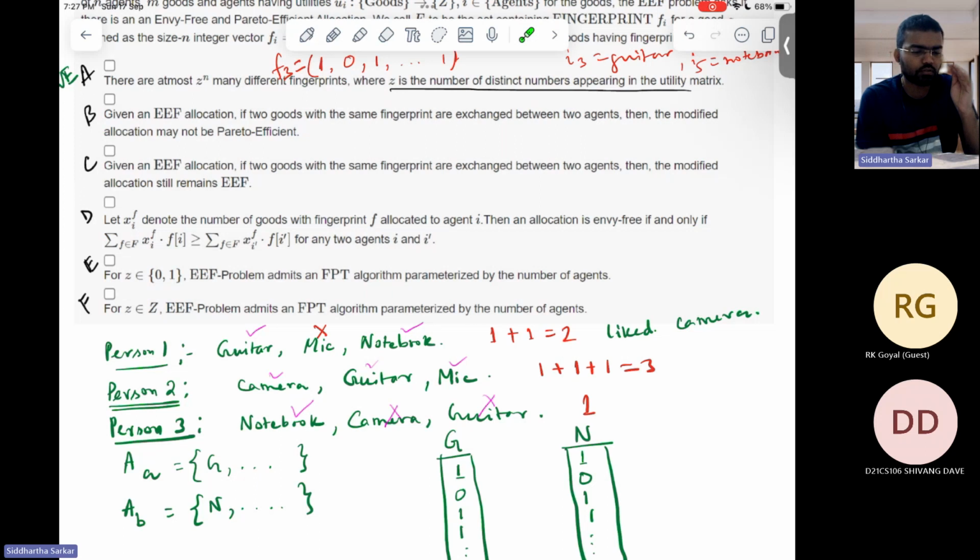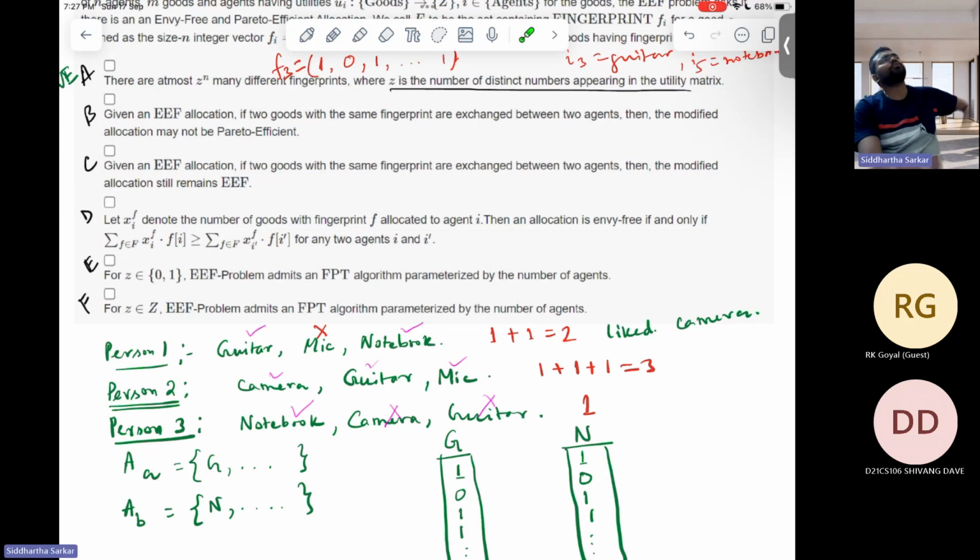Now, first of all, we are given an EF allocation. So the allocation that we had was Pareto efficient and it was also envy free. Okay. So now that means that there is no way to dominate this allocation. Now we come up with a different allocation. So in this allocation, there is one exchange. The exchange is between two agents.